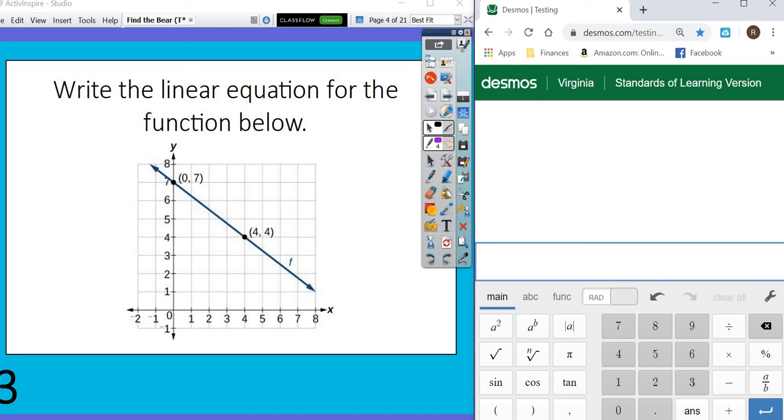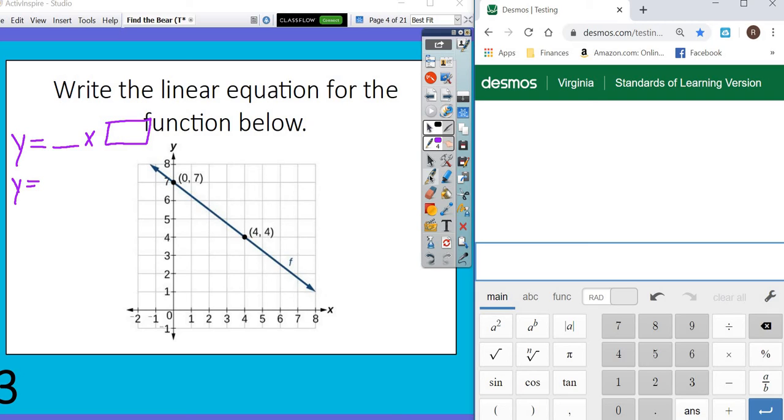This one says, write the linear equation for the function below. So what we need to do is remember how to write a linear equation. So I'm going to come over here and write what we have been writing. We write y equals a line for the slope, an x, and then a box to put in our y-intercept. Correct?